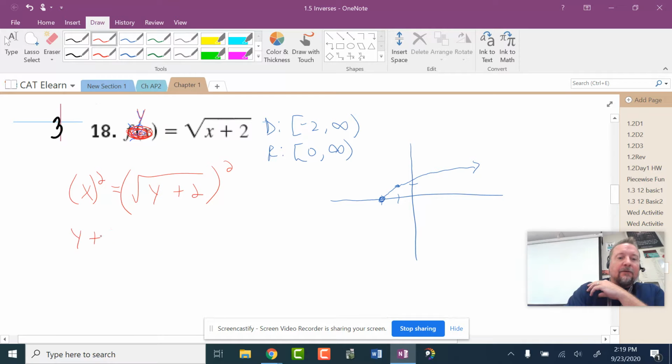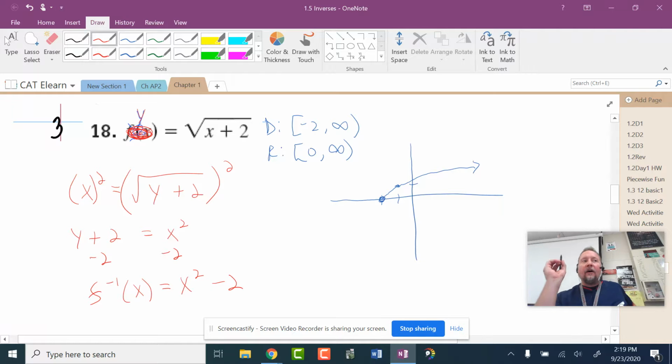I always like writing this on the other side. Do the old switcheroo here. Okay, so y plus 2 equals x squared. Now that it's free, then subtract 2. And then go ahead and convert this back to inverse notation. And then what everyone should be saying at this point is, hey, that's a picture of a parabola. And if I were to graph that, this would be down 2 transformations. Hey, that's 1/6. And then it would look like this.